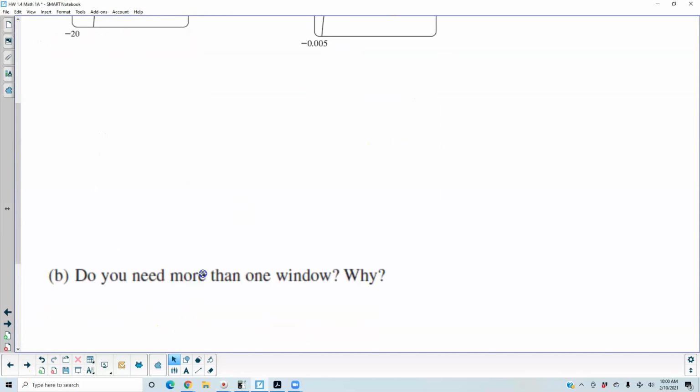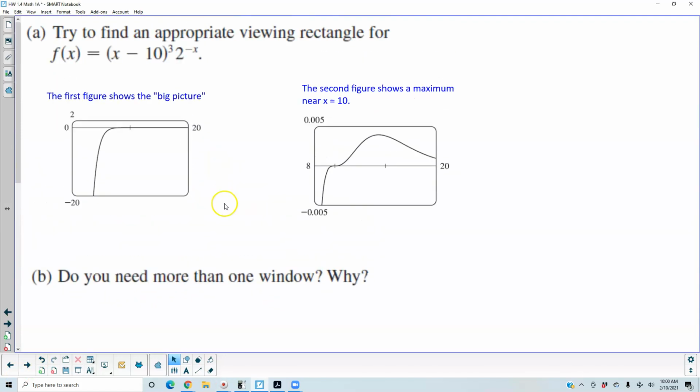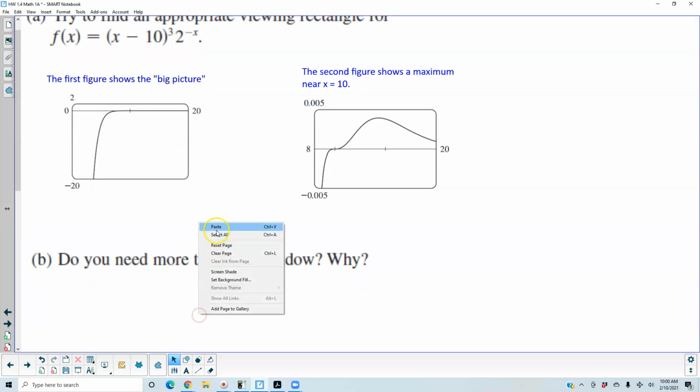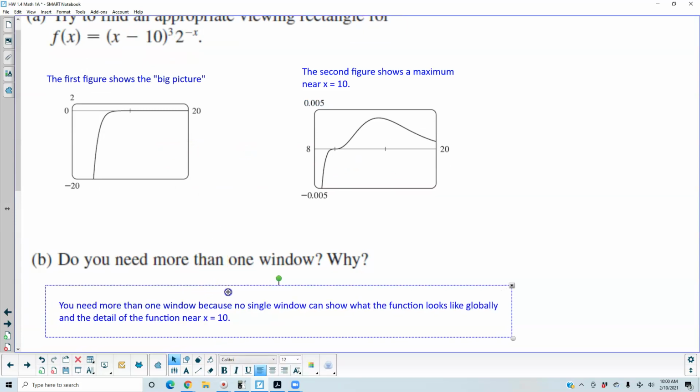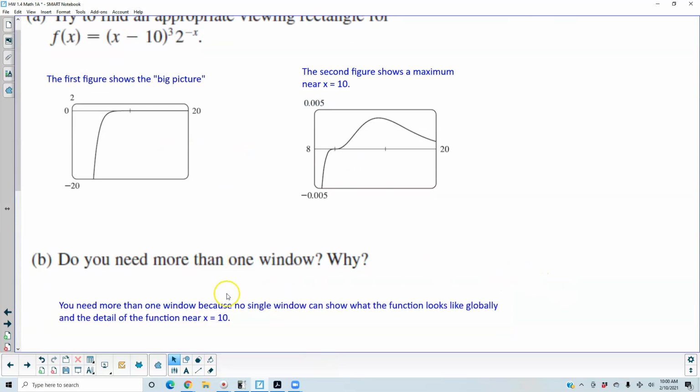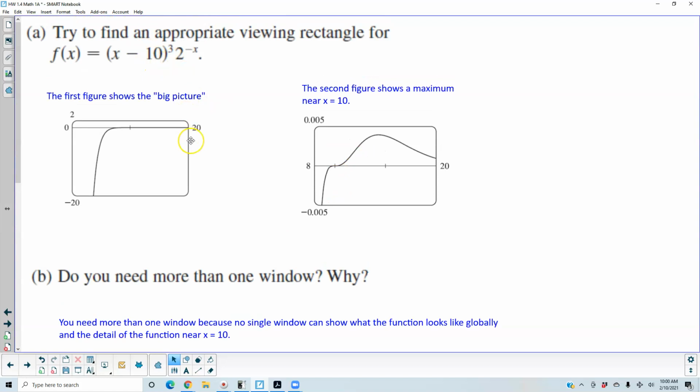So let's take a look at the next question here. It asks, do you need more than one window, and why? Well, we obviously saw that with these two graphs. You need more than one window because no single window can show what the function looks like globally and the detail of the function near x equals 10. So you have to investigate a little further.